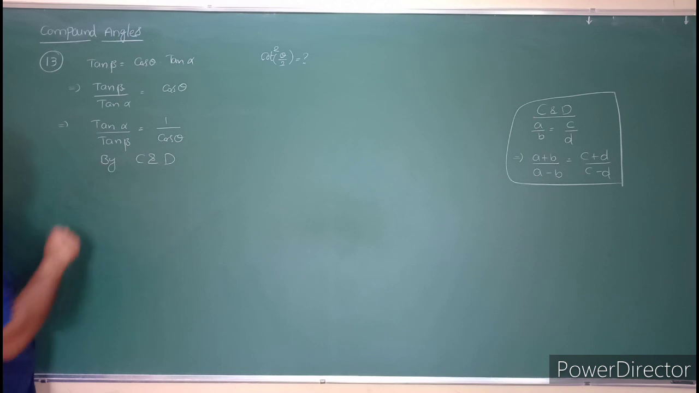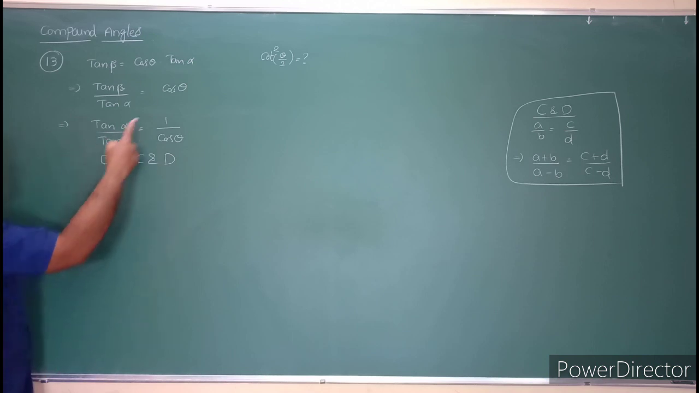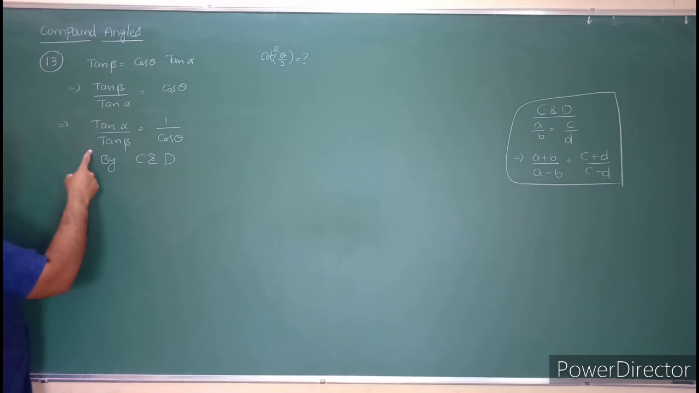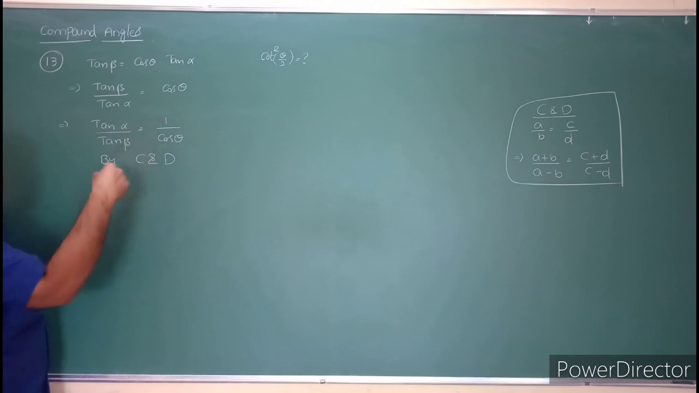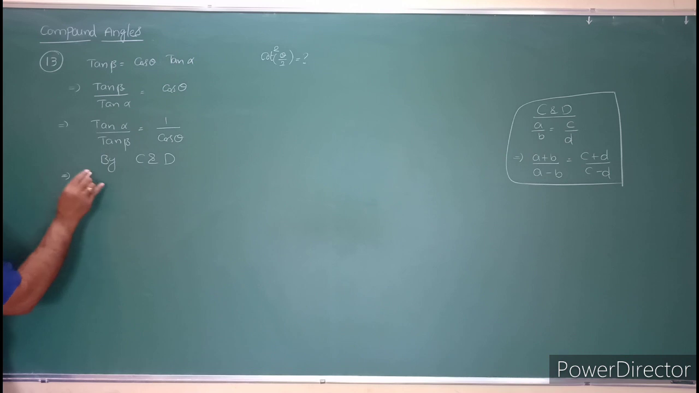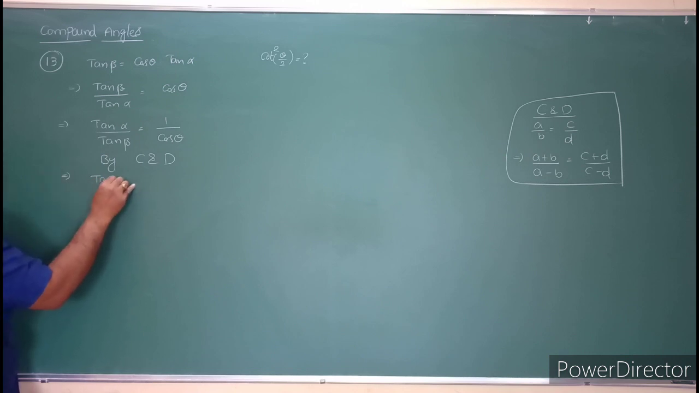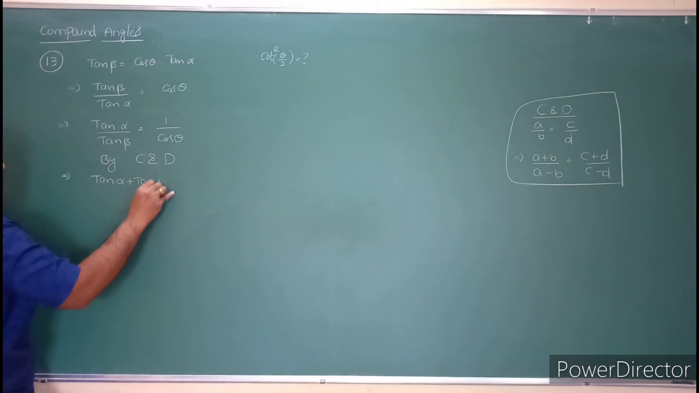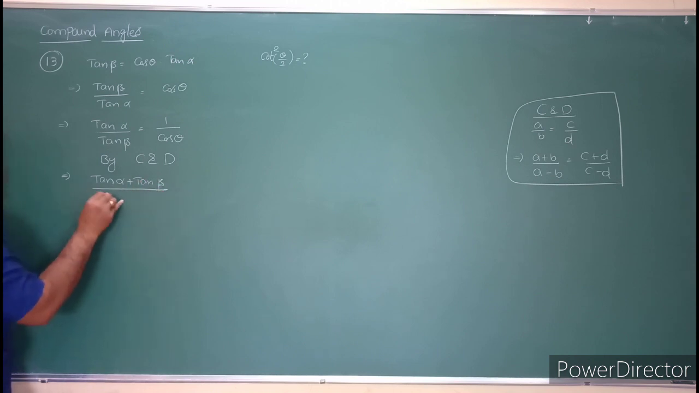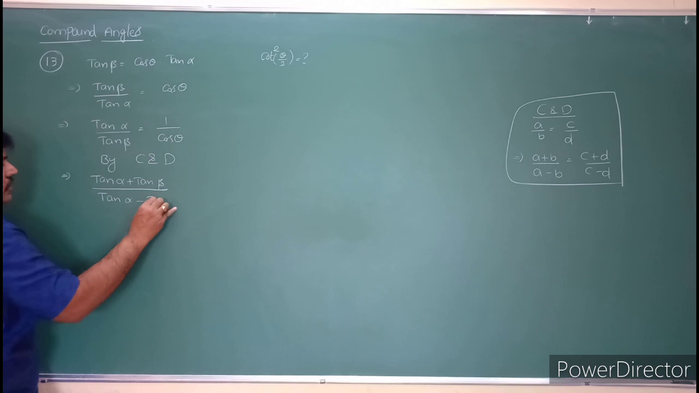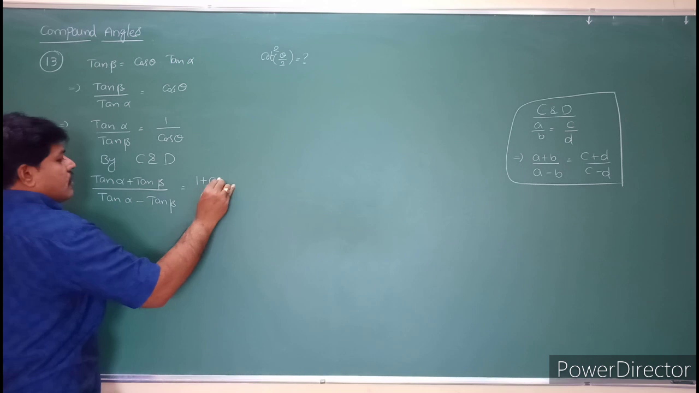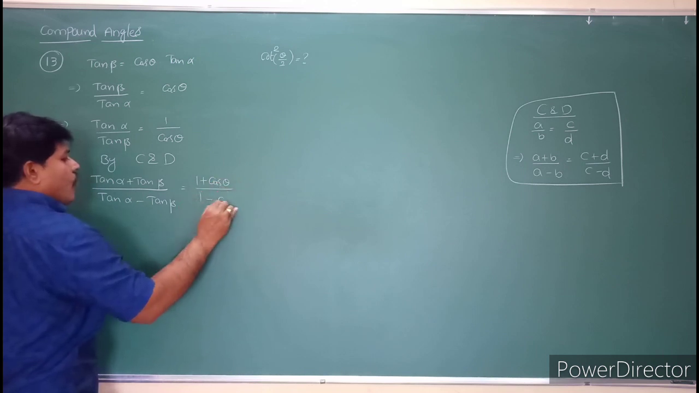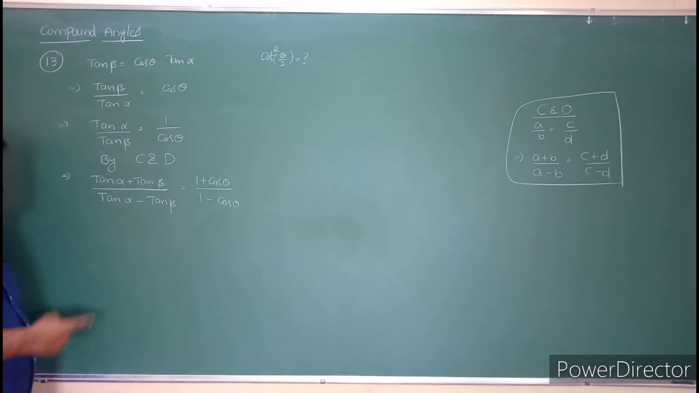I am using componendo and dividendo. What is the formula, students? A by B is equal to C by D. It is in the form of A by B is equal to C by D. So what is the formula? A plus B by A minus B is equal to C plus D by C minus D. So how can you write this, students? This can be written as tan alpha plus tan beta by tan alpha minus tan beta, so that is equal to 1 plus cos theta by 1 minus cos theta. So this is the formula.